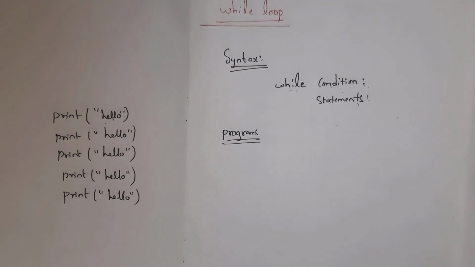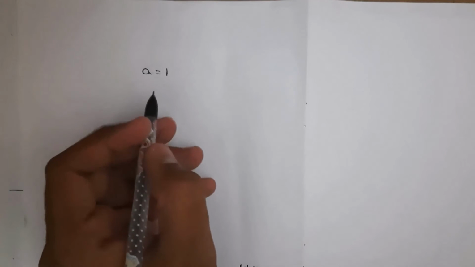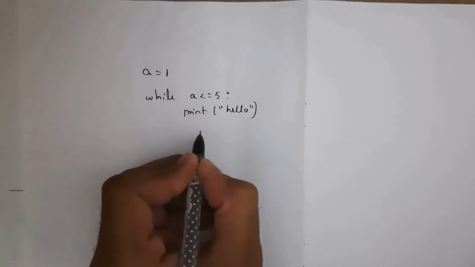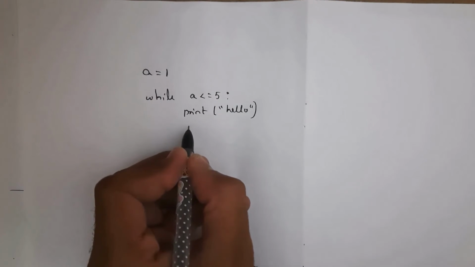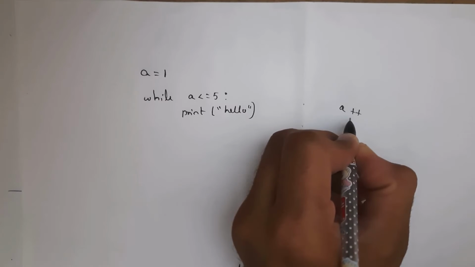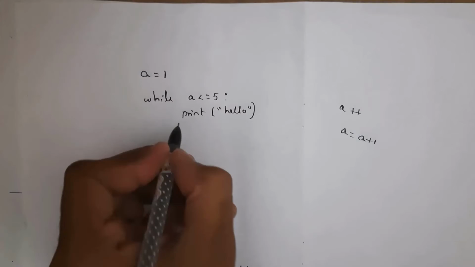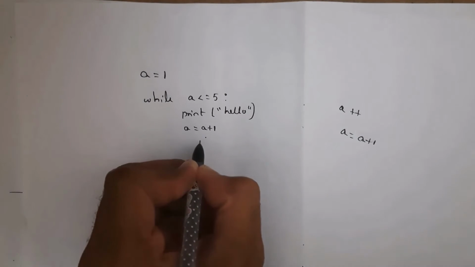I will explain a program to print hello 5 times by using while loop. At first I wrote a equal to 1 and I want to print hello 5 times. So I am giving the condition, that is while a less than or equal to 5 colon print hello. Whereas in C programming, for while loop we use increment or decrement operator. But Python does not support increment or decrement operator. Increment operator is nothing but a++. But we cannot use it in Python. A++ is nothing but a equal to a plus 1. So write here a equal to a plus 1. Definitely you need to give here a equal to a plus 1.